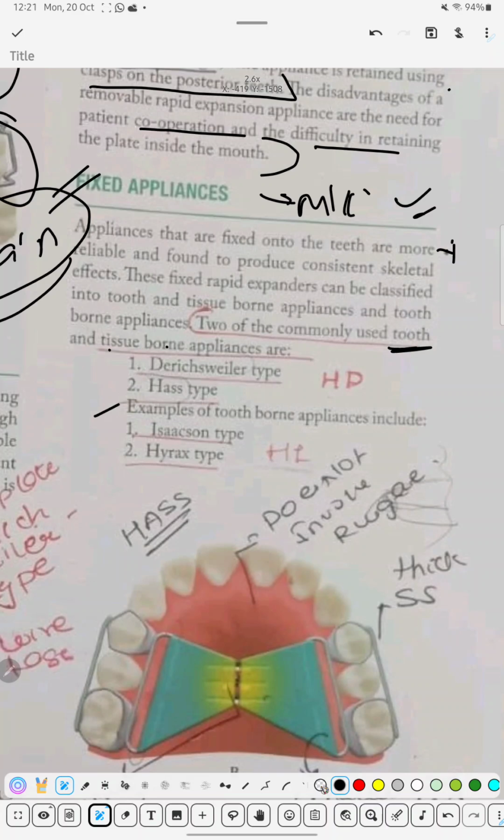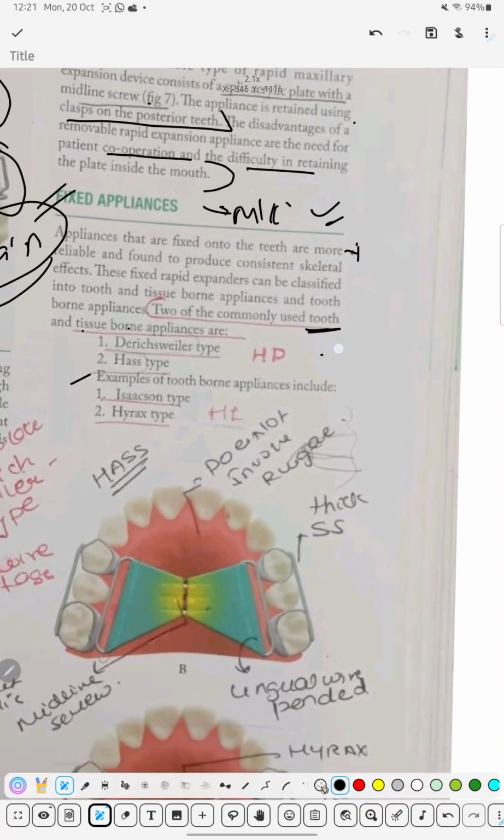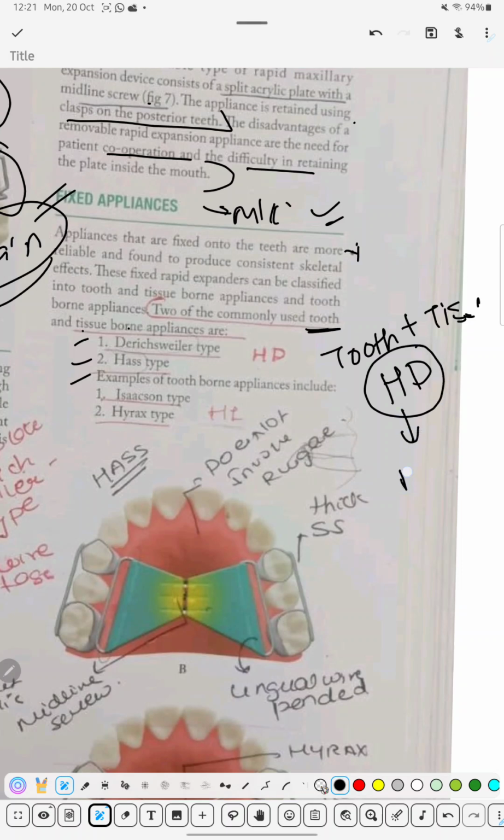So first is the tooth tissue bone appliance. The tooth plus tissue appliance is of two types, that is Haas type and Derrick Swiller type. So we will give it a short form as HD. Haas type and Derrick Swiller type. So this type of appliance is tooth and tissue borne.